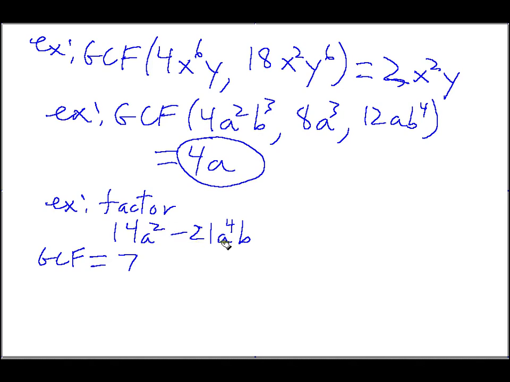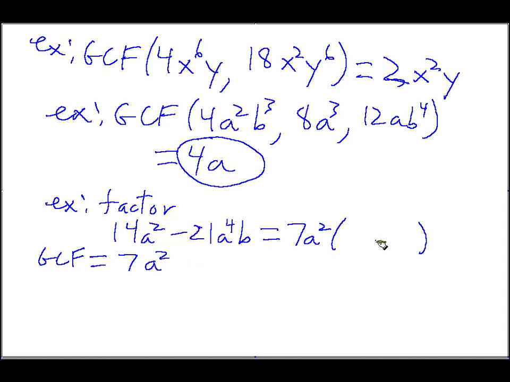How about a squared and a to the 4th? Well, lowest power wins. So a squared is the GCF. And again, I don't consider b at all because there's no b here. b is not even a common factor. So the GCF here is 7a squared. So the way we're going to factor that is we're going to write this polynomial expression as 7a squared, the GCF, times something. In other words, 7a squared times this expression here will give me back the original.